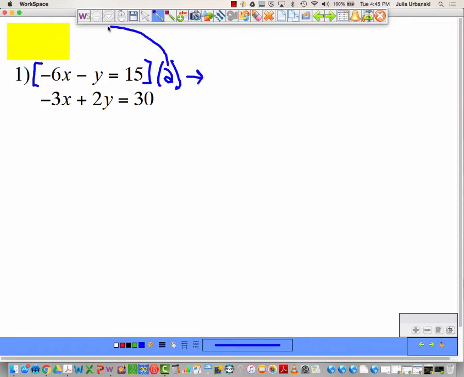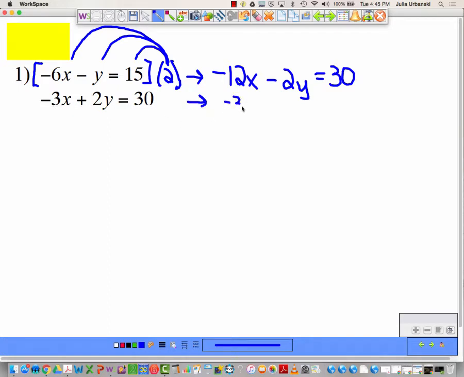So I have to multiply 2 times this number. 2 times negative 6x will make negative 12x. And then I multiply 2 times this number, I get negative 2y. And then I multiply 2 times this number, and I get 30. Make sure you distribute it the whole way across, or else your answer will come out wrong. This one doesn't have to change. I'm just going to rewrite it as it is. Negative 3x plus 2y equals 30.